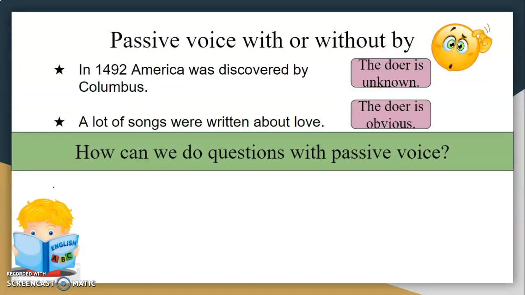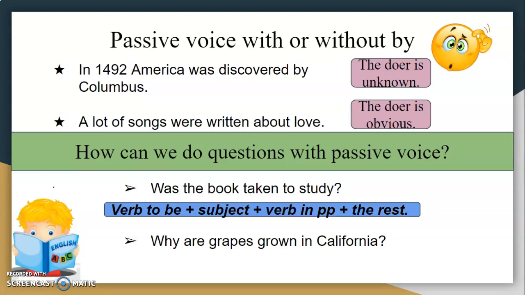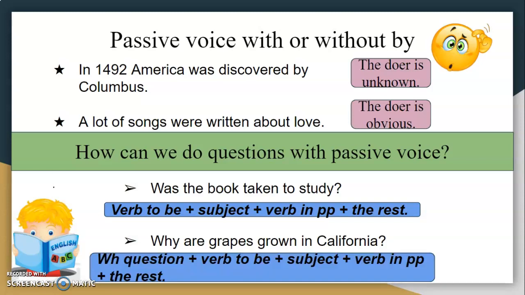Now, how can we make questions with passive voice? Here we have two sentences. The first, was the book taken to study? Is a question with a short answer. But in the second, why are grapes grown in California? We need a complete answer. This is the structure. Verb to be plus subject plus the verb in past participle and the rest. And the other is WH question plus verb to be plus subject, the verb in past participle and the rest.